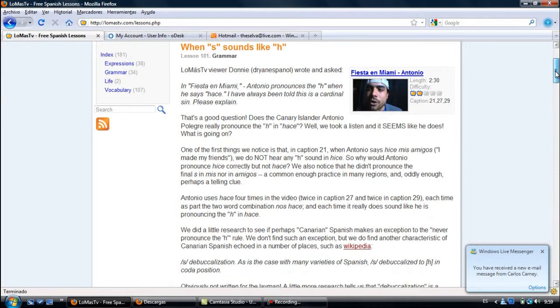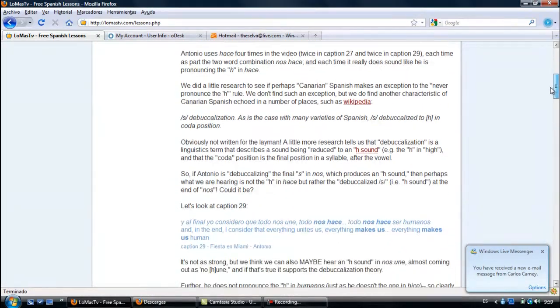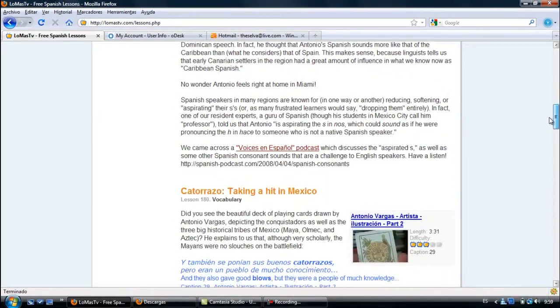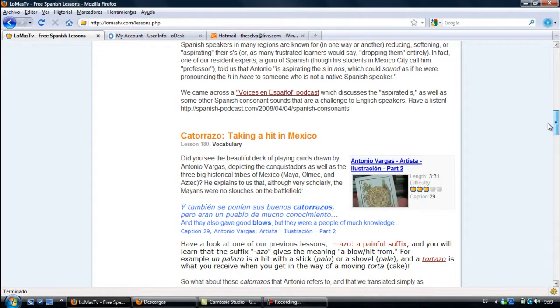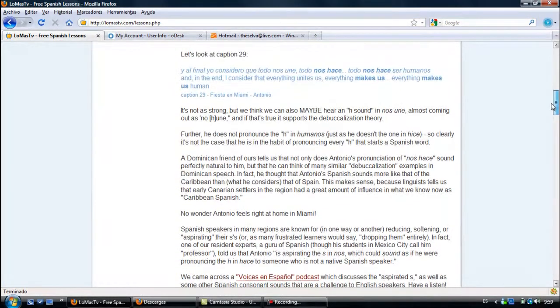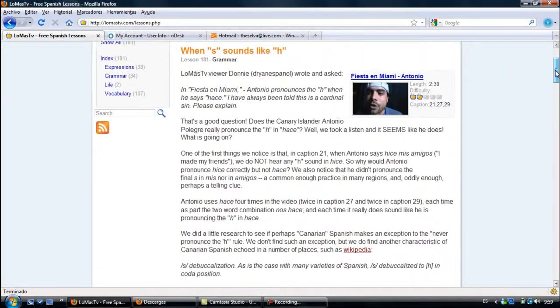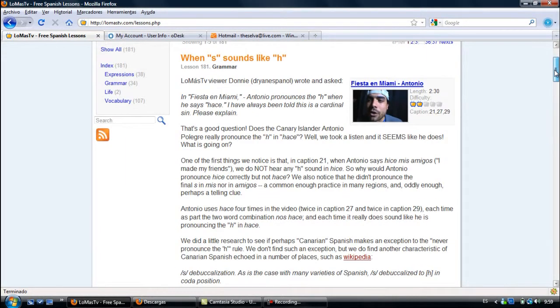And if you notice here, this looks more like a blog post than a lesson. Normally you get the reason why the S sounds like H is because of this reason. And then if you read like that, really you're not going to remember it. But I like the lessons a lot because it's like somebody's talking to you.